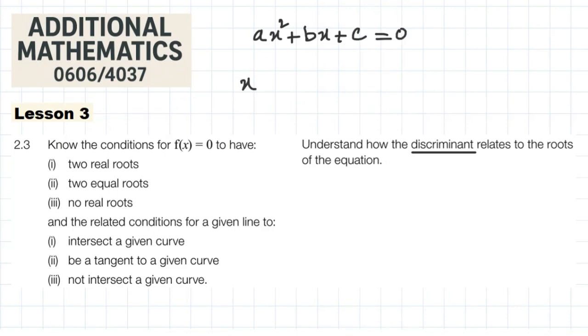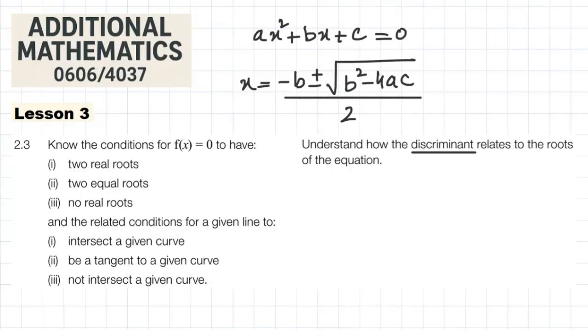And remember, there was a formula used to find the roots of a quadratic equation, which is b squared minus 4ac, and divided by 2a. Okay, so what is the discriminant? This expression inside the square root has a name, Mr. Discriminant, right?